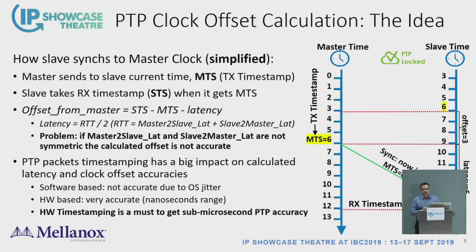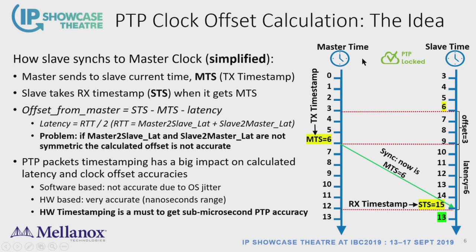In this slide, I would like to show, in a very simplified way, and I removed a lot of details, how a PTP slave calculates the offset from the master clock to fix its clock. So let's take a look at the example. We have a master clock and a slave clock, right? And there is a shift between the master clock and the slave clock of 3 ticks. As you can see, at time point 3 according to master time, the time at the slave clock is 6. Right, so 3 ticks offset.